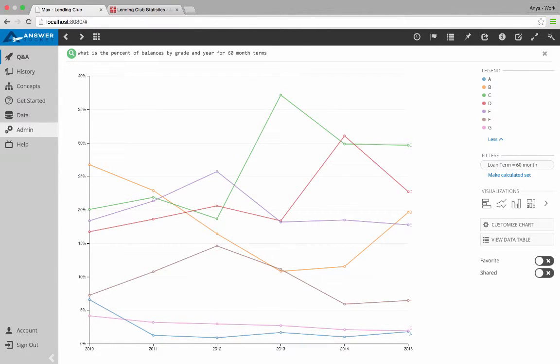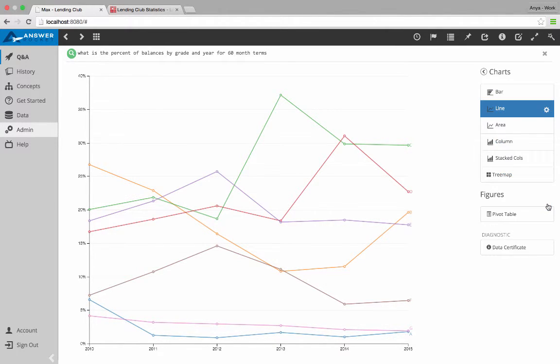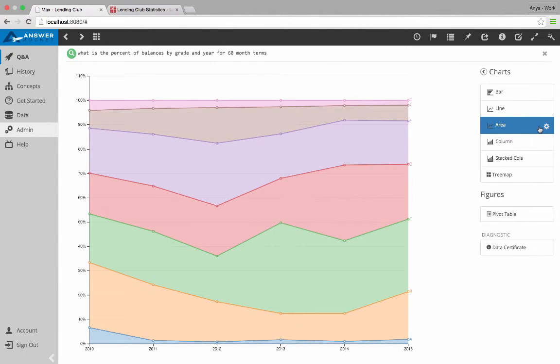I'm shown the relative percentages by loan grade and year, but I would like to see this data grouped. I can change the visualization from a line chart to a variety of options, including an area chart. Looking at this chart again, it looks like there are increasingly more B and C grade loans.